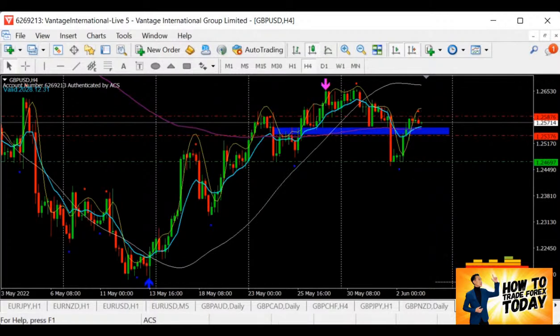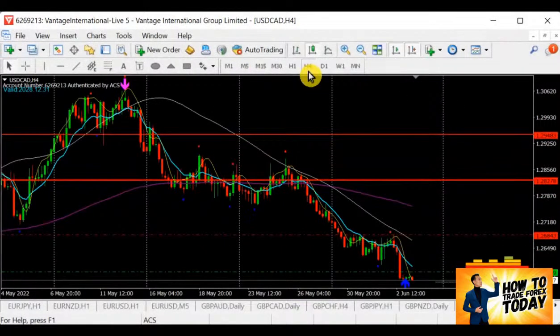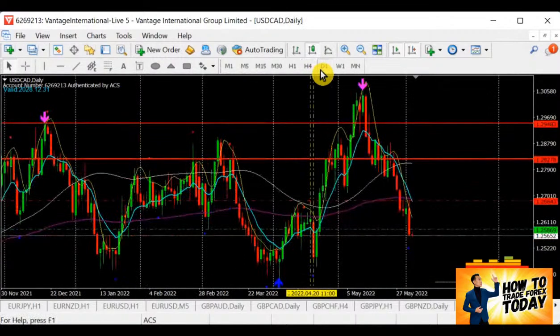All right, dollar CAD over here. Dollar CAD, we are in the bear, selling nicely.